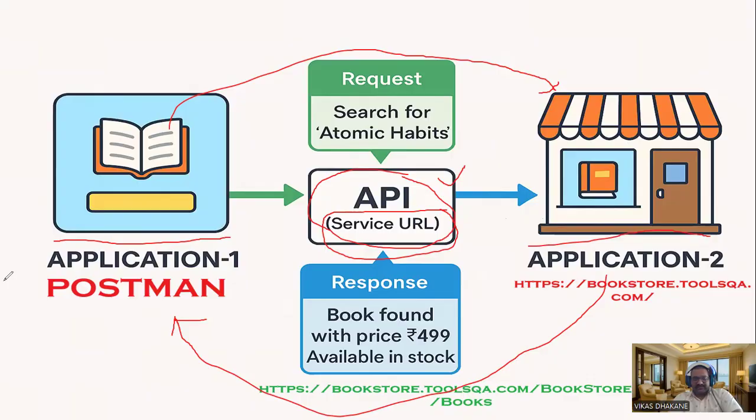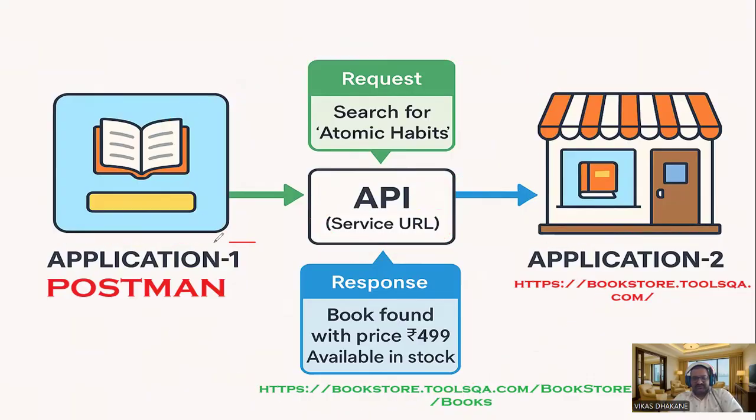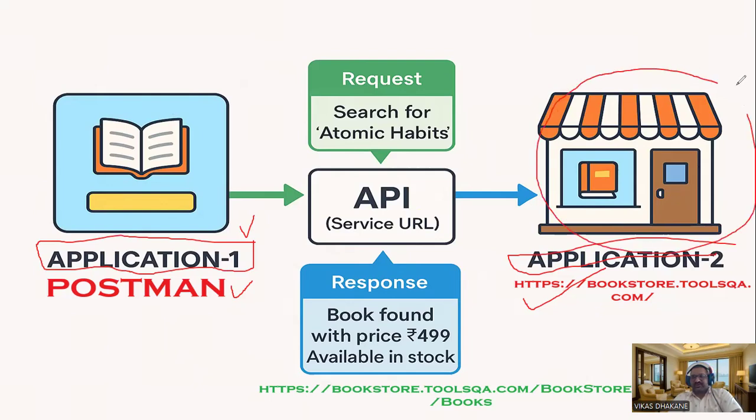Now in this example, you can easily see here is application one. This is the example we are going to test today, and I am going to demonstrate it to you. For example, our application one is the Postman tool. And there is another application, application two, which is one particular website, a bookstore website. What we want is to fetch the details of the books from this particular website. And how are we going to fetch these details? We are going to fetch them with the help of the API.